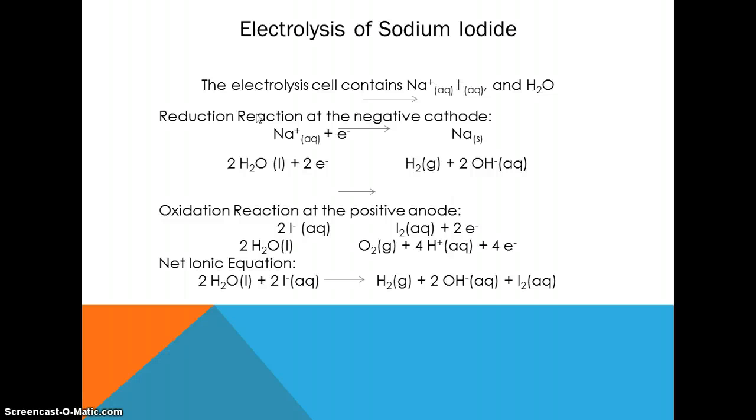If you consider the electrolysis of aqueous sodium iodide, the electrolysis cell contains Na+, I-, and H2O molecules. At the cathode, the sodium ion is a spectator, and H2 and OH- are formed. And at the anode, iodine is formed, and O2 and H+ are spectator ions.